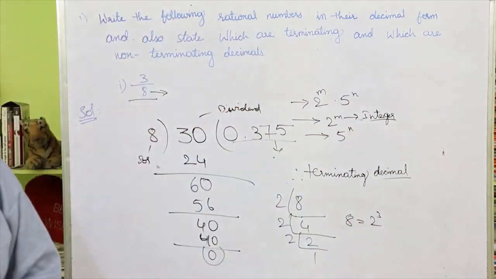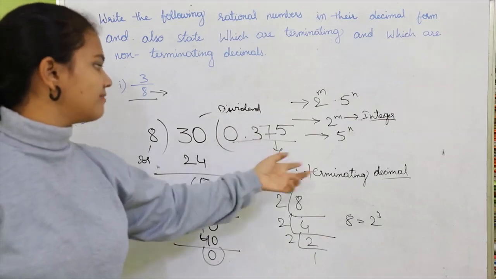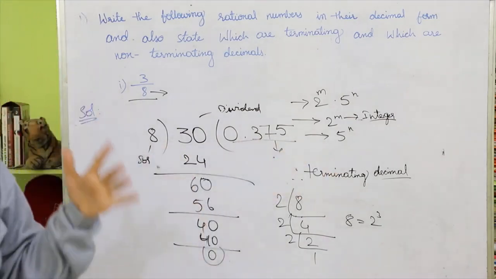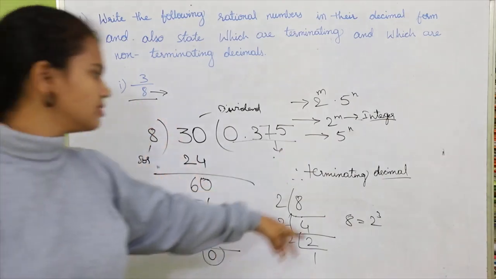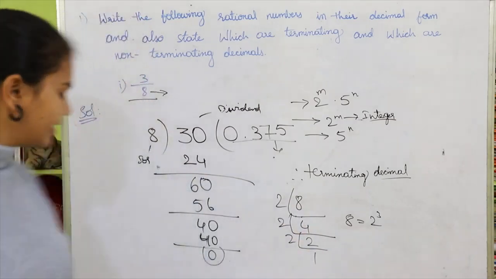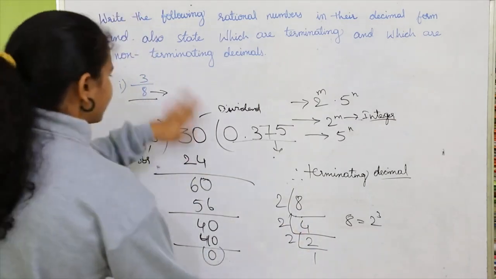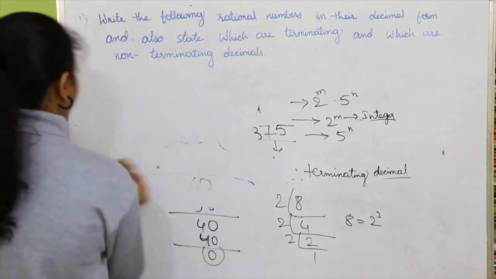Are you getting it? Guys, if you want to know the answer like 0.375, then we must perform the division process. But if you only want to find whether this is a terminating or non-terminating decimal, you can go with this process. Clear? Now, in the textbook they have given the division process, so let's go with the division process. Now the second question.